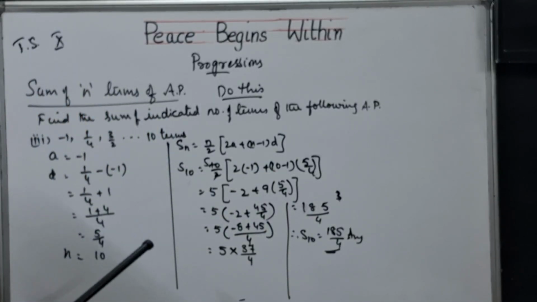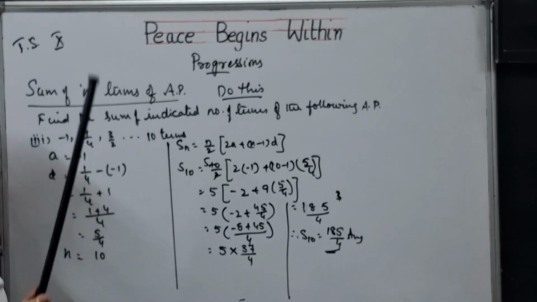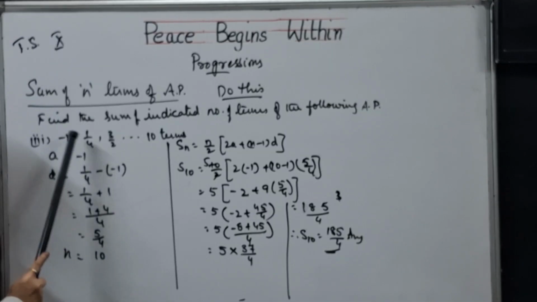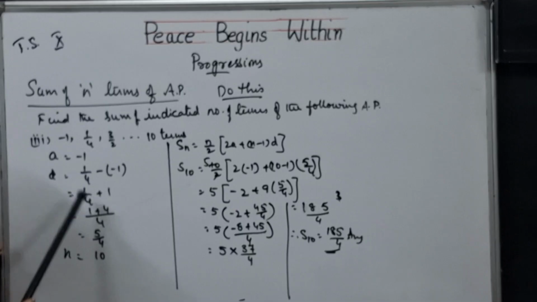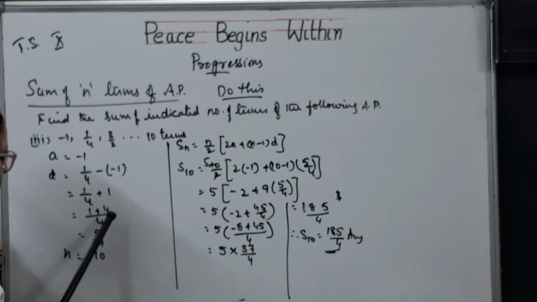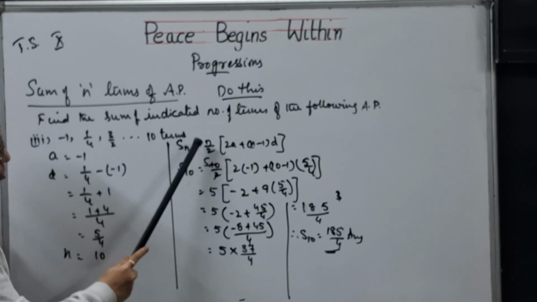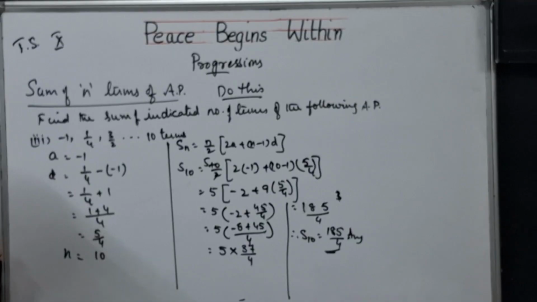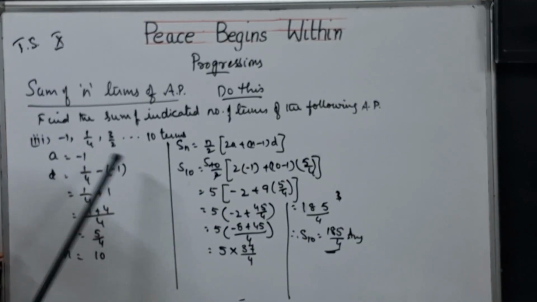Listen. The given terms are minus 1, 1 by 4, 3 by 2, and so on up to 10 terms. So A is minus 1. D is A2 minus A1, 1 by 4 minus of minus 1. So D is 1 by 4 minus into minus plus 1. So LCM 4, I have taken 1 plus 4, that is 5 by 4. N value is 10. So the sum to n terms is n by 2 into 2A plus n minus 1 into D. So the sum to 10 terms is 10 by 2 into 2 into the A value, minus 1, plus 10 minus 1. N is 10. 10 minus 1 into 5 by 4.